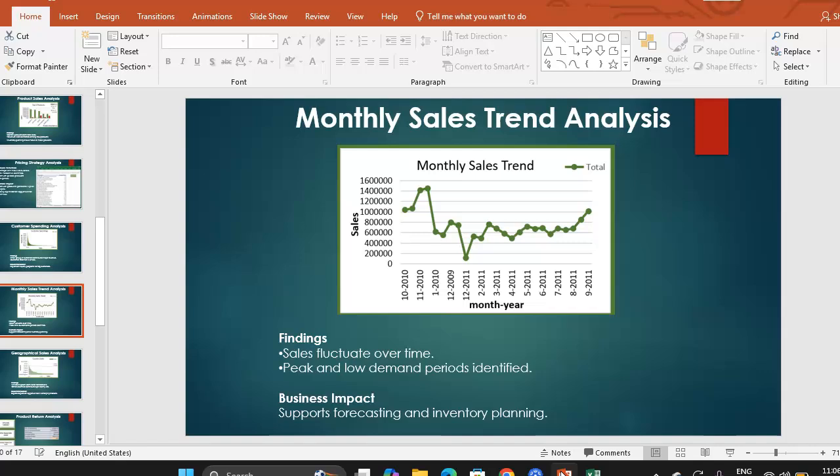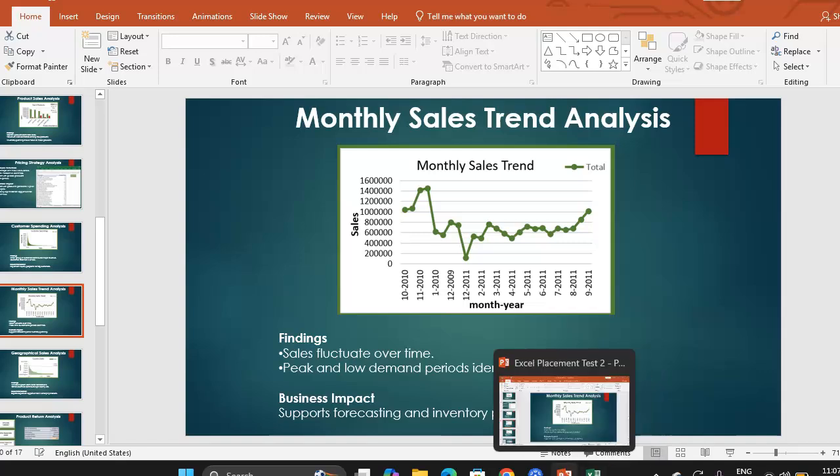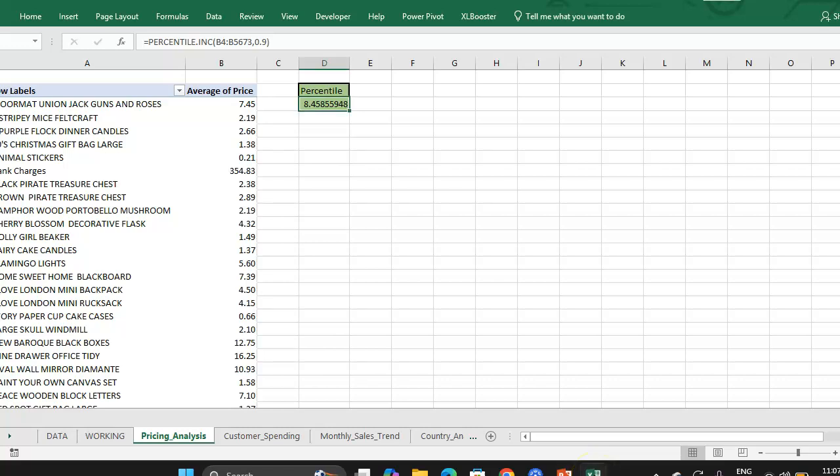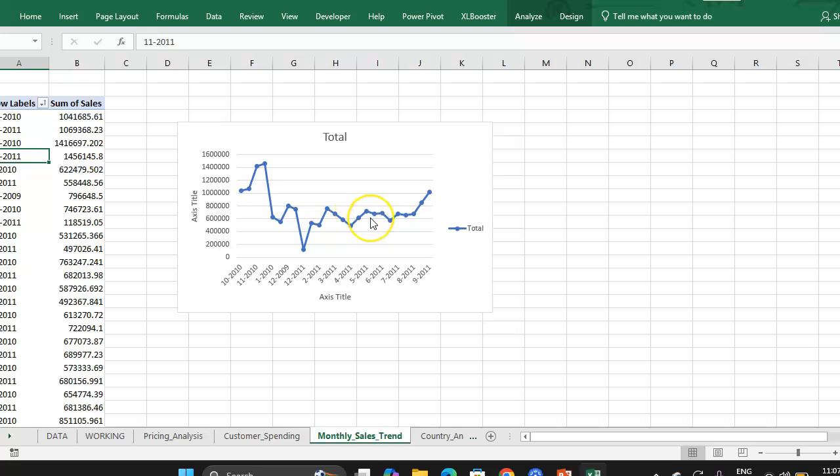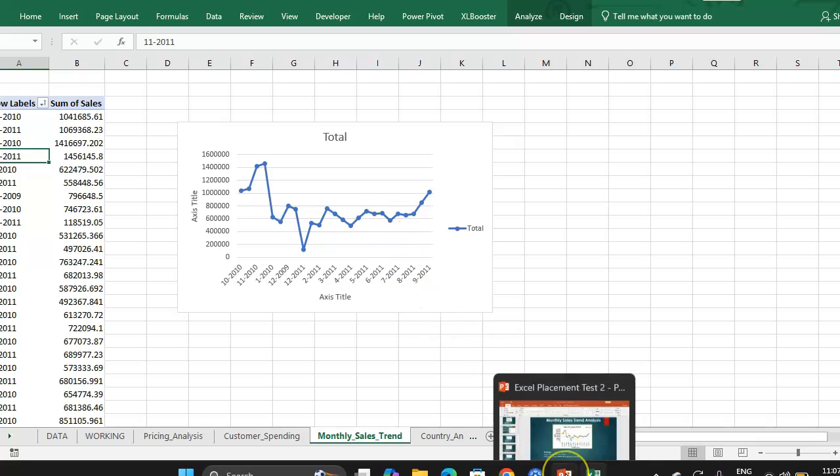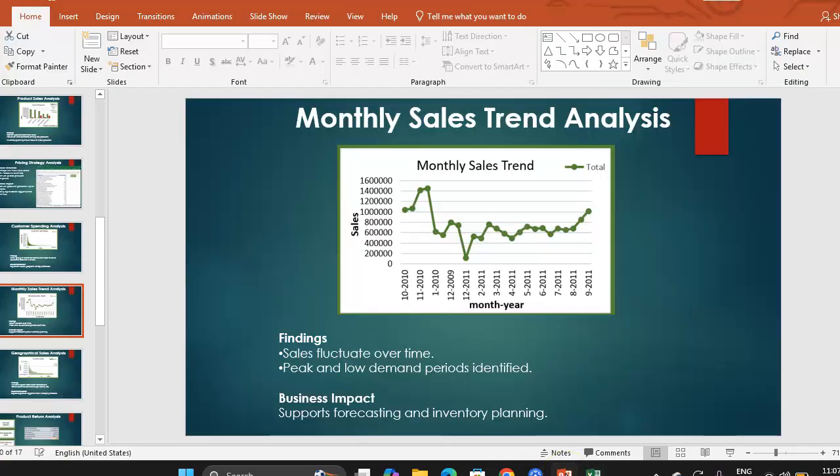Using the month-year field, I aggregated sales by month. The result was visualized using a line chart. The chart shown fluctuation in sales over different months. These fluctuations may occur due to seasonal demand, promotional campaign, market conditions. Understanding trends help business forecast future sales and plan inventory efficiency.